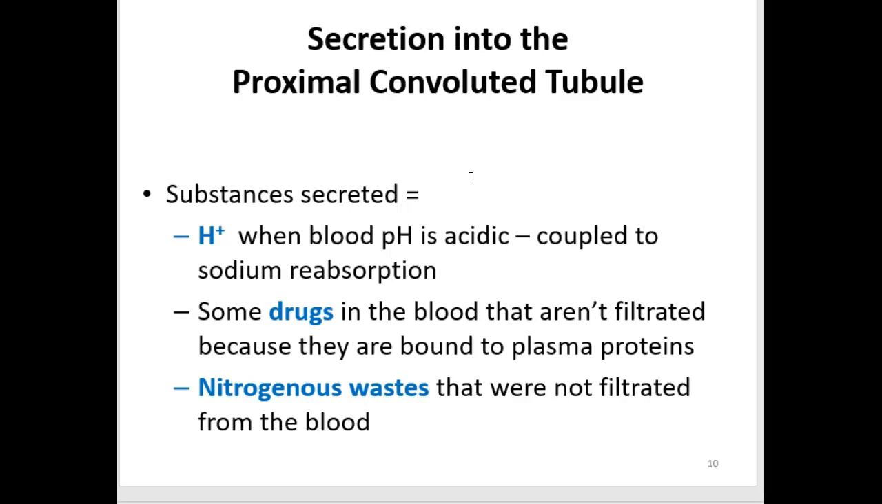There are other things that are secreted into the proximal convoluted tubule. Certain drugs that don't get filtered because they're bound to large plasma proteins. We can get rid of those, like methotrexate, penicillin, morphine, histamine, dopamine. So the kidney will actually secrete those materials into the nephrons or urine forming areas. And as I mentioned before, some nitrogenous wastes that weren't even in the blood perhaps, they might be in the interstitial space, they can be pumped into the nephron as well.